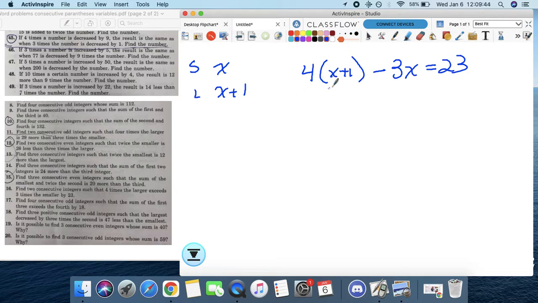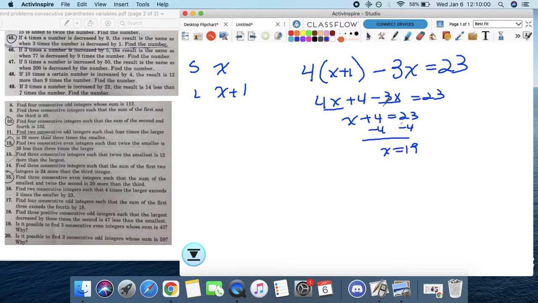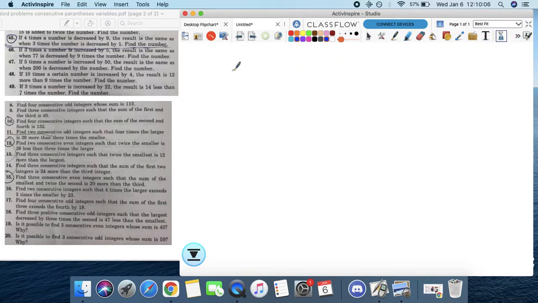Okay, so now 4x plus 4 minus 3x equals 23. Combine like terms, 4x minus 3x is x plus 4 equals 23, minus 4 on both sides, x equals 19. So the first number is 19, the second number is 20. I have no idea which one I'm doing anymore.